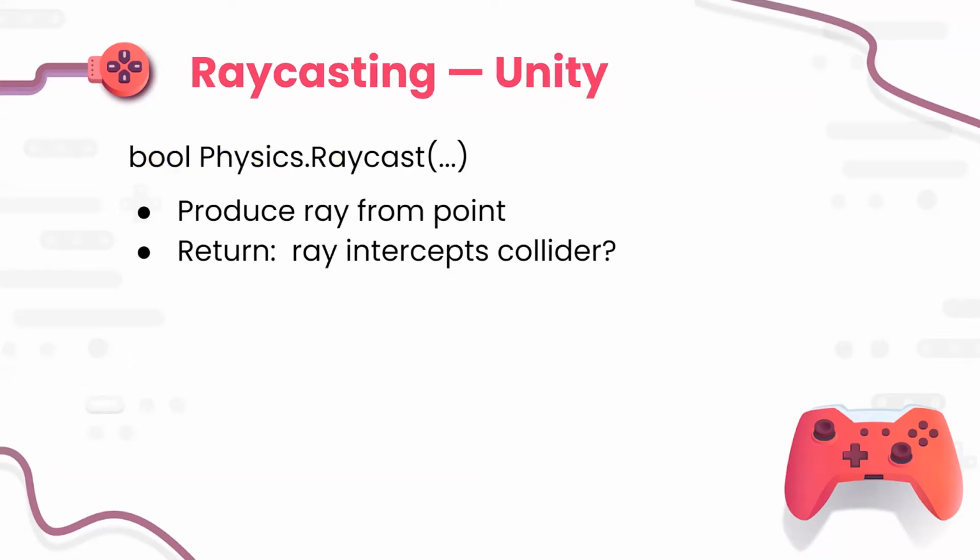So this is done through Unity's Physics.Raycast function. It produces a ray from a point, and it returns if the ray intercepts with a collider. So basically what this means is that raycasting is going to generate a ray from your gun point, from the barrel of your gun. It's going to produce an instantaneous ray that shoots towards the direction in which your gun is facing, or in general the direction that you want to face. And if it intercepts with any collider, it's going to return whatever it intercepts with.